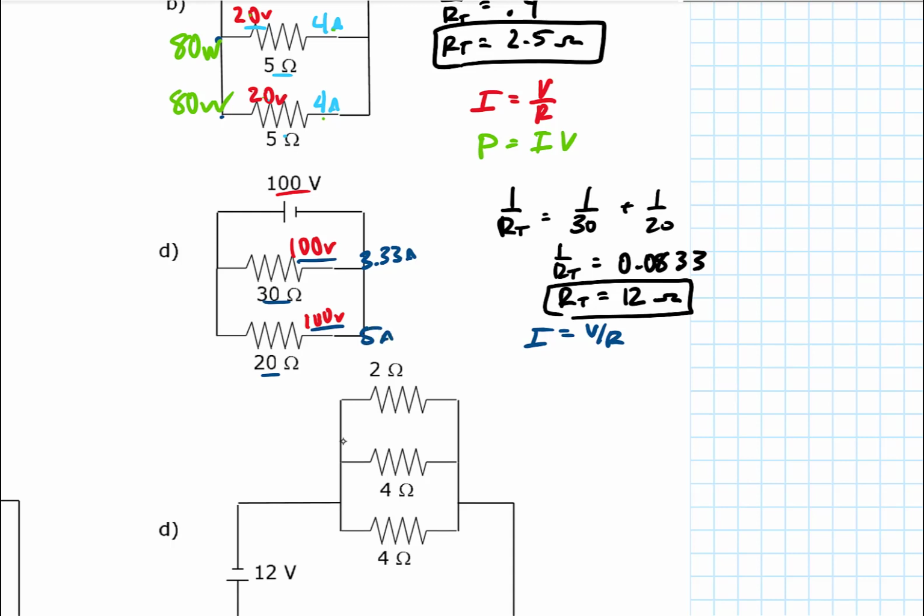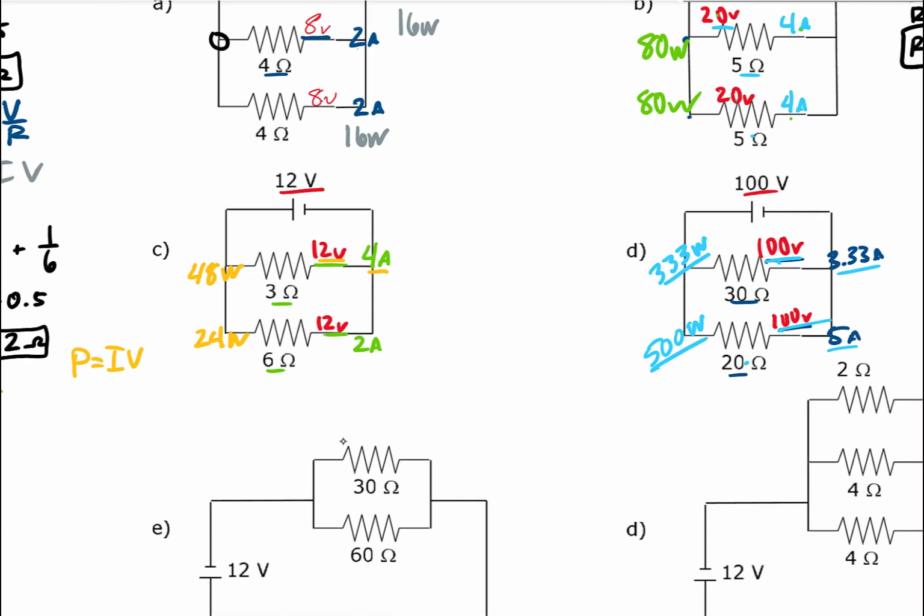And then if I want the power, it's current times voltage. So 3.33 amps times 100 volts gives me a power of 333 watts. That's a lot of power. And then 5 amps times 100 volts is 500 watts. And if you're noticing a pattern, it's that with the same voltage, a smaller resistor has more power. So if you look at a 100-watt bulb versus a 60-watt bulb, a 100-watt bulb has less resistance, more power.